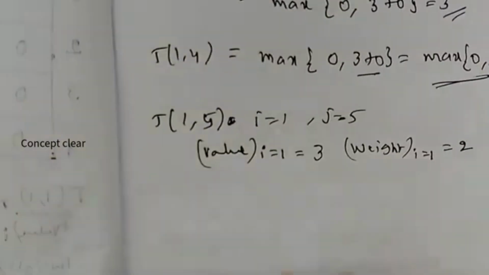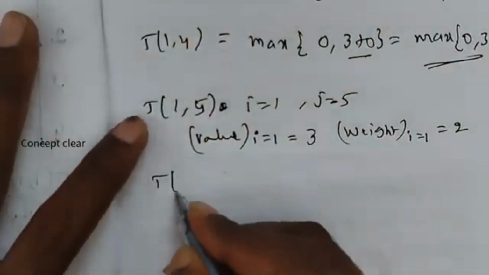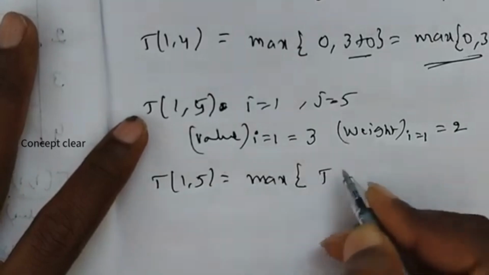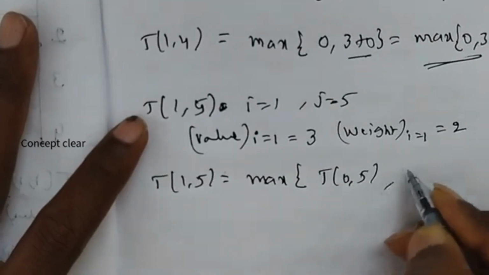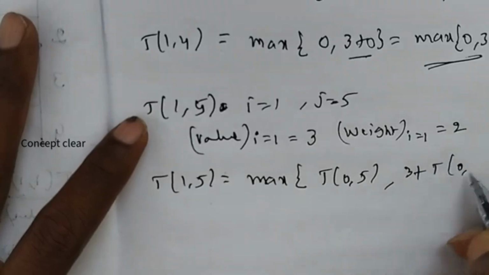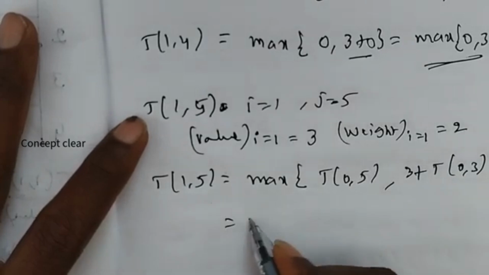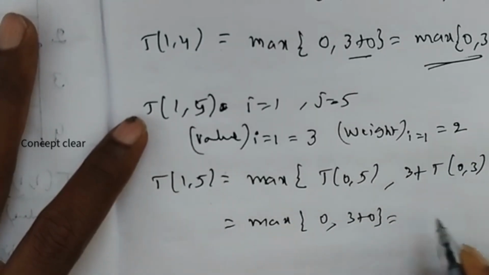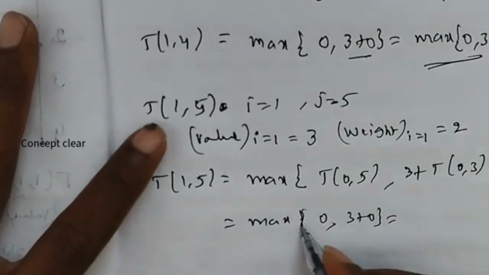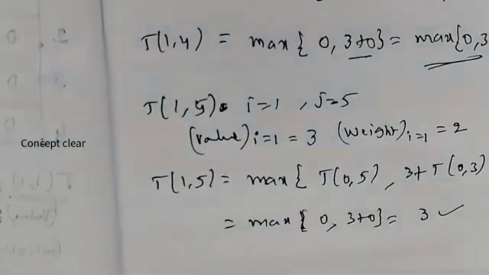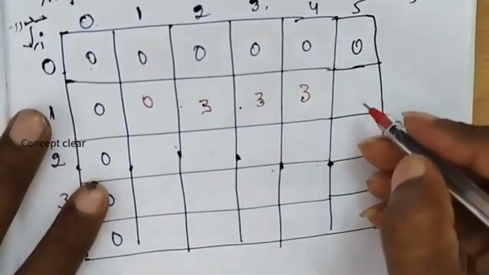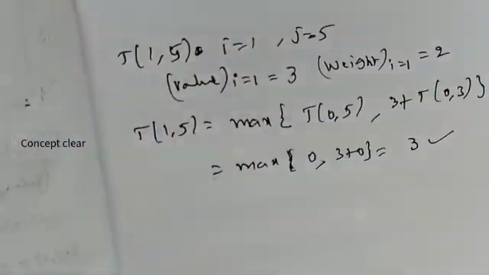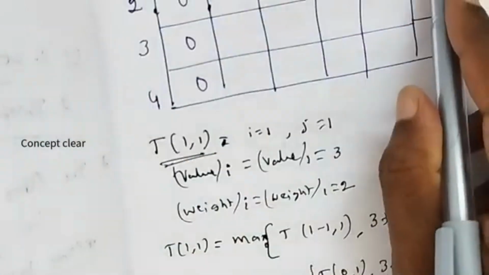If you implement this equation, what do you get? T of 1 comma 5 equals maximum of T of 0 comma 5 comma 3 plus T of 0 comma 3. That equals maximum of 0 comma 3 plus 0, which is 3 plus 0. What is the maximum of 0 comma 3? 3. Okay, I have to fill this, so 0 comma 3 is 3.